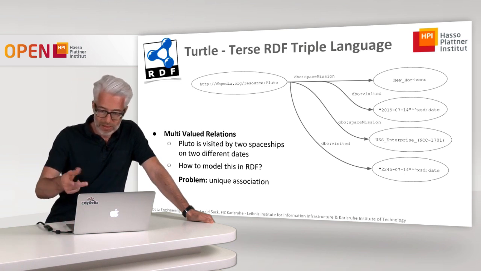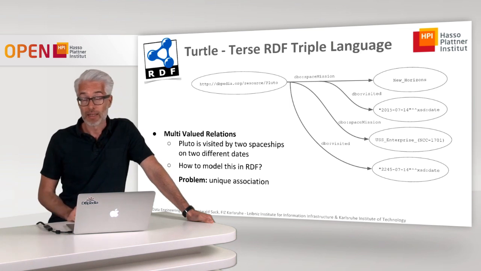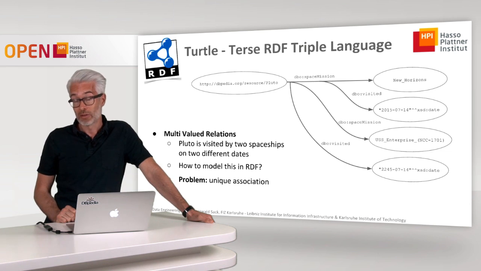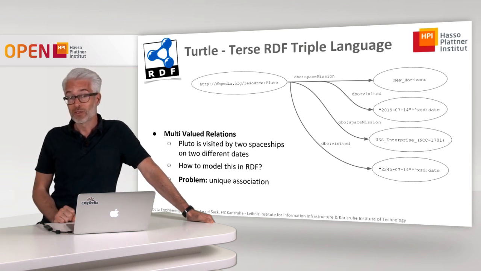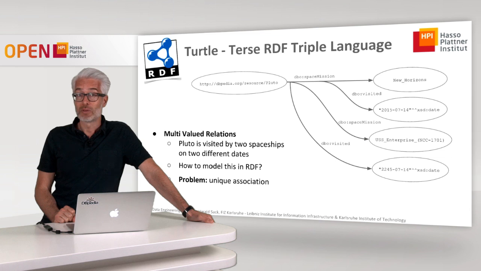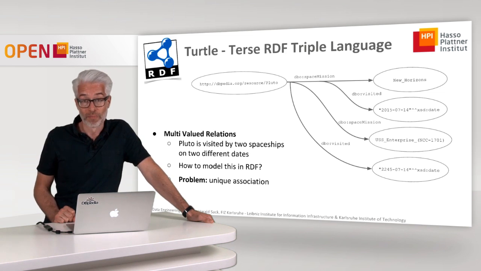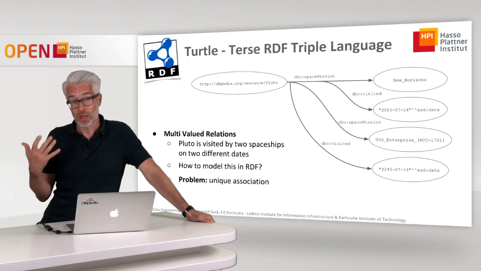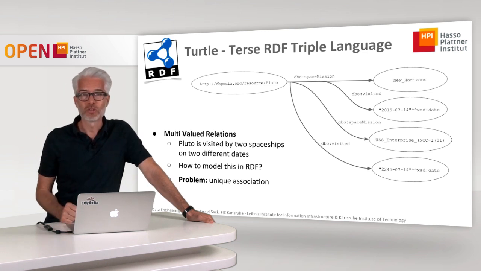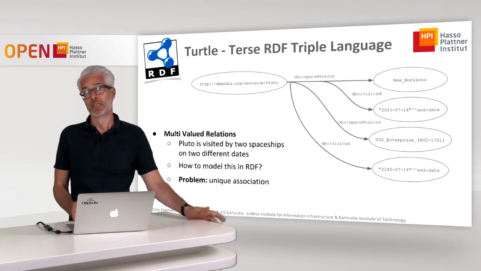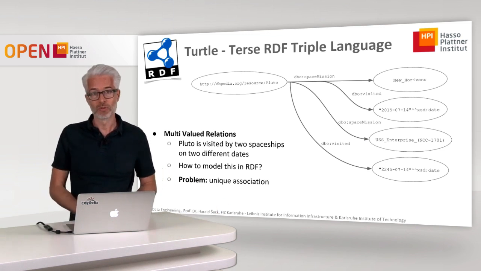Okay, but the problem is, by a representation like that I read this from top to the bottom simply by chance. So there is no fixed order. It's not really clear what is the unique association between which date when Pluto has been visited by which space mission. So you can't do this with plain RDF. So you have to think about another construct for how you represent multi-valued relations with RDF. So how should you do that? Just think a moment before I give you the solution.